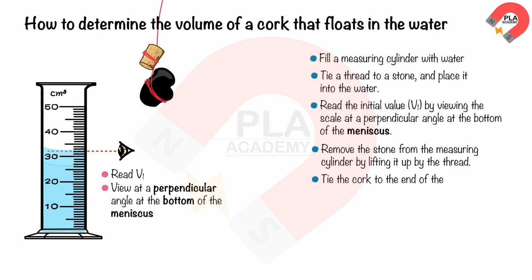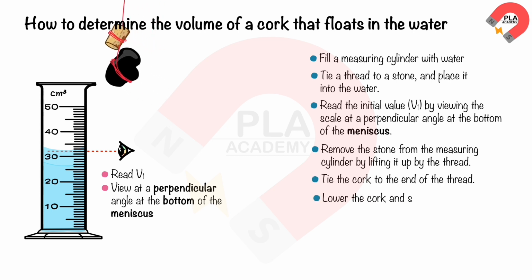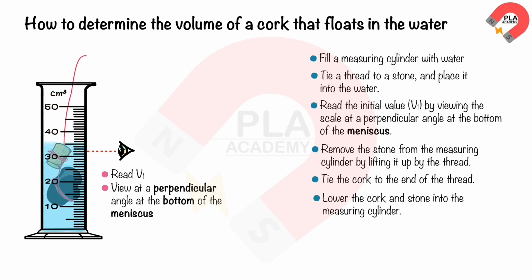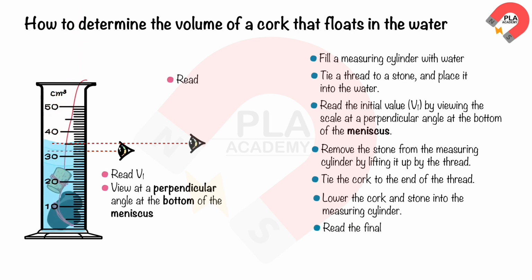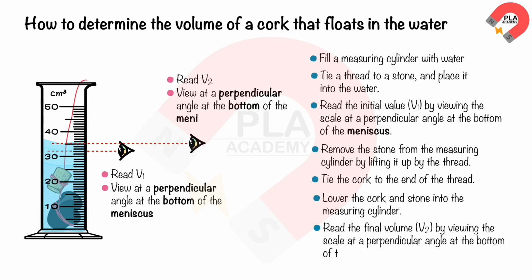Tie the cork to the end of the thread. Lower the cork and stone into the measuring cylinder. Read the final volume, V2, by viewing the scale at a perpendicular angle at the bottom of the meniscus as shown. The volume of the cork is the final volume, V2, minus the initial volume, V1.